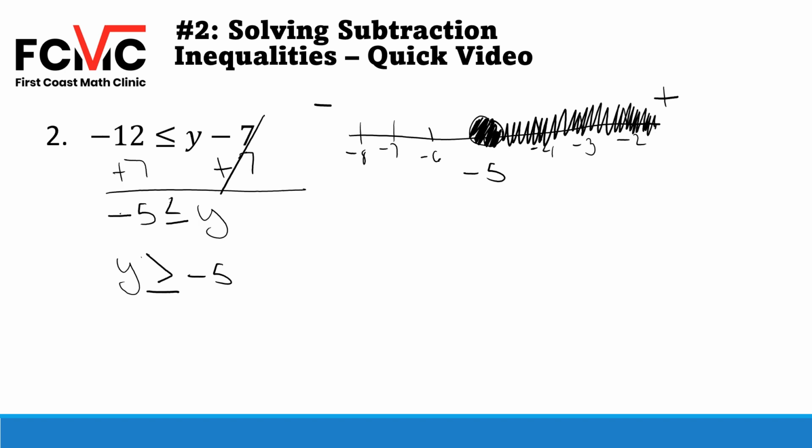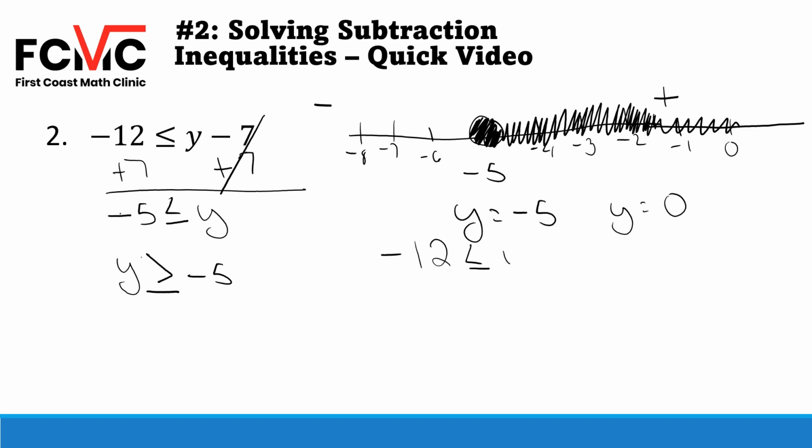Okay, so let's think of the values we could choose for y. Well, we've got negative 5 shaded, so we could choose negative 5. Well, what values do we have in this range, right? Well, if we continue, we've got negative 1. You even have 0 here. So let's choose negative 5. And we'll do 2 checks here. We'll do a negative 5 and do a 0. So in our inequality for our check, negative 12 is less than or equal to y minus 7. Let's start by putting negative 5, and then let's put 0.